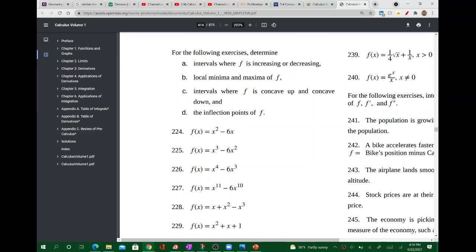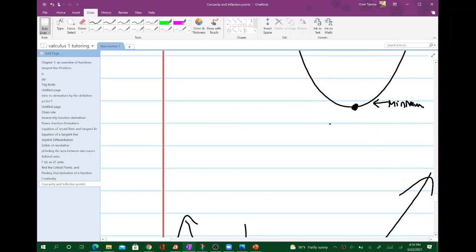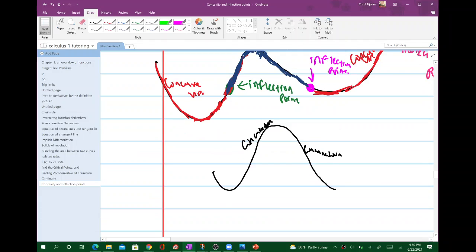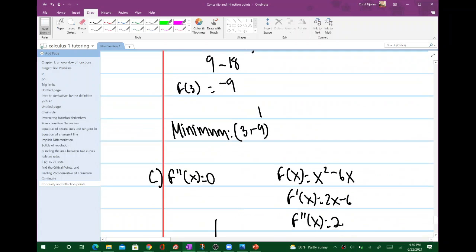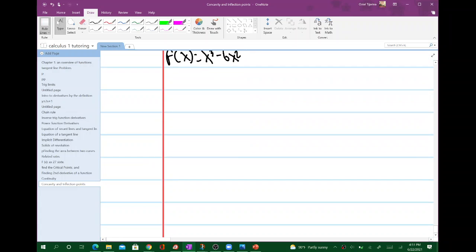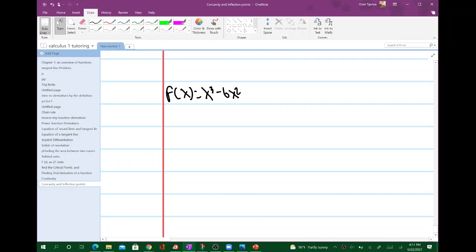Let's do x cubed minus 6x squared. Okay, so again, we have f of x equals x cubed minus 6x squared. We want to find the following: the increasing or decreasing intervals, as well as the minima and maxima, and the concavity. Or actually, I'm sorry, the concavity and also the inflection points.